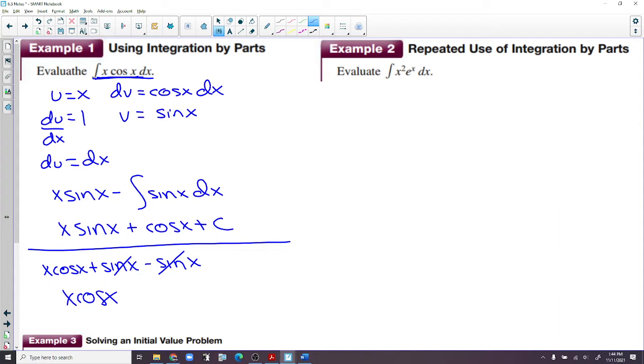Sometimes we have to do this twice, repeated use of integration by parts. So let's let u equal x squared. We almost always let u equal the polynomial. du equals 2x dx. dv equals e to the x dx. So v equals e to the x.